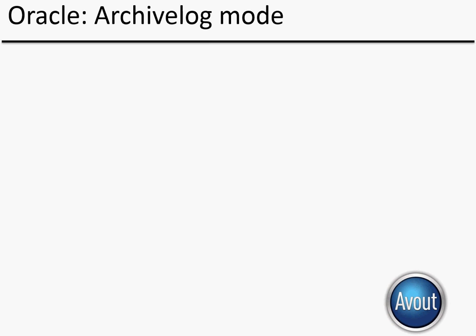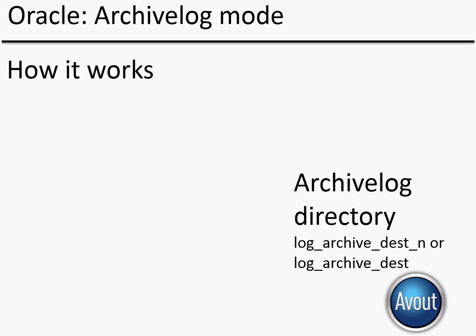How does archive log mode actually work? Well, we set up this archive log directory. And this directory is nothing more than a file directory on your system somewhere. And we point to it using the init.ora parameters, either log_archive_dest_n or log_archive_destination.